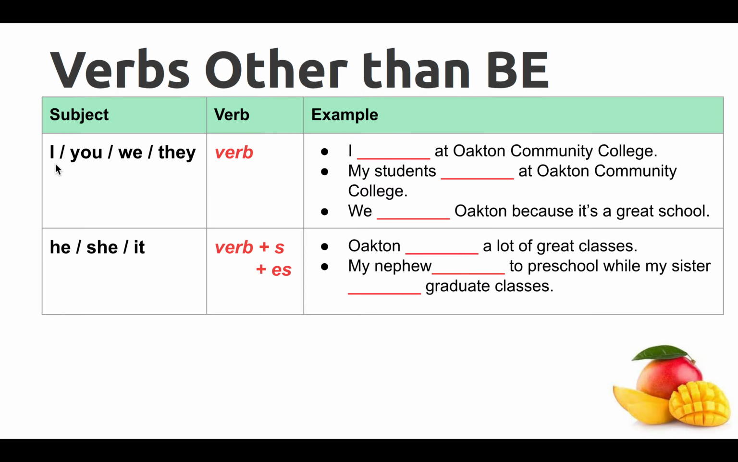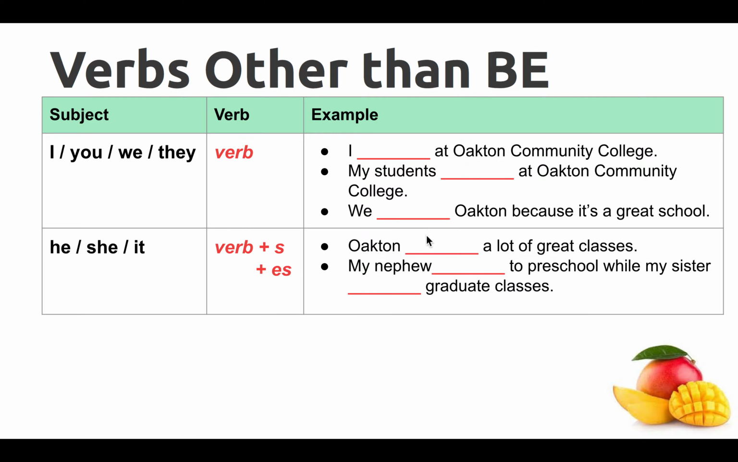If your subject is I, you, we, or they, you just write the verb as is. Don't change it at all, right? I eat, you eat, we eat, they eat, right? But if your subjects are he, she, or it, we need to add s or es to the end of that verb. He eats, she eats, it eats, right? So if you can memorize these subjects and the form of the verb that they go with in present simple tense, it's going to be super easy for you.